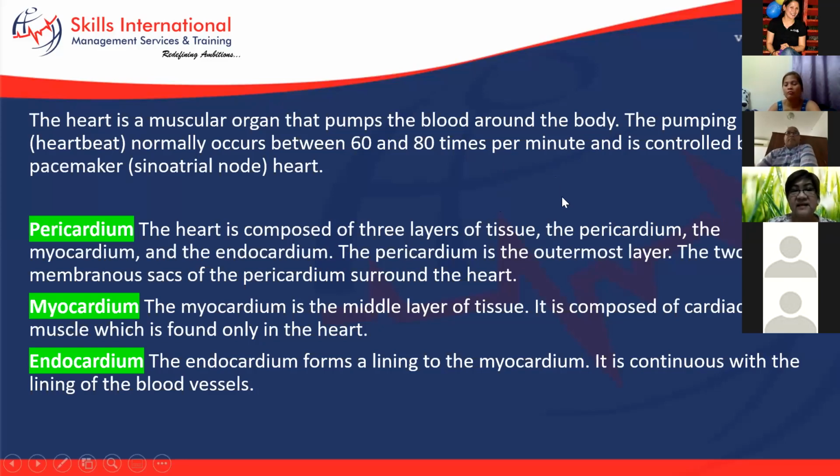The heart is a muscular organ that pumps the blood around the body. The pumping cycle of heartbeat na tinatawag natin normally occurs between 60 and 80 times per minute and controlled by the pacemaker sino-arterial node in the heart. So yung ating heart muscles, the heart is a muscular organ. Continuous yan hanggang natutulog ka, nagpapump siya. Hindi siya humihinto pag ikaw tulog, okay? So round the clock, nagpapump yung blood mo.